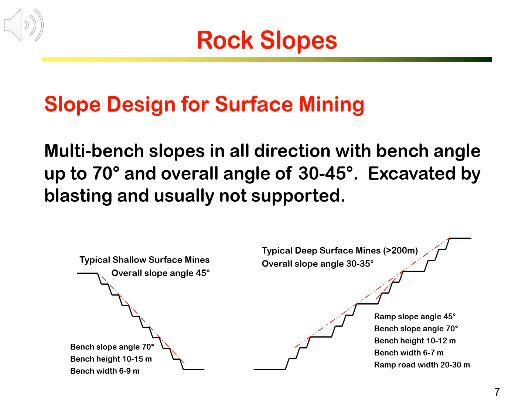For economic reasons, the slopes in the surface mines are designed to be stable without any support. The slopes are usually excavated by blasting. The slopes are usually multi-benched and around the whole mine. The bench slopes usually have dip angles up to 70 degrees.